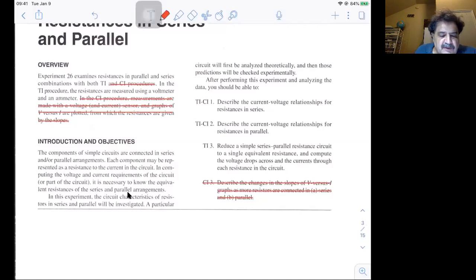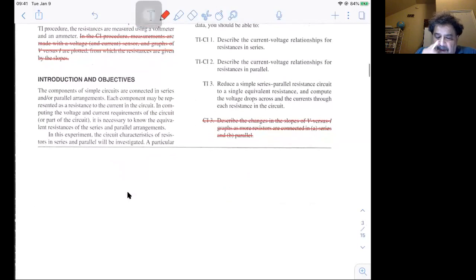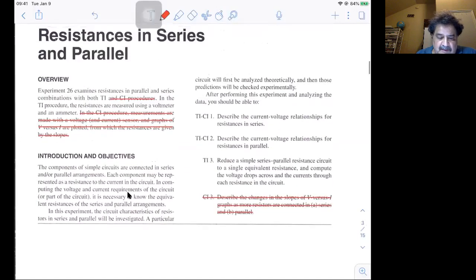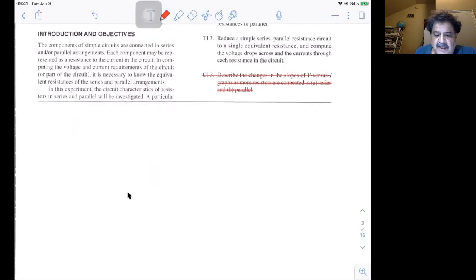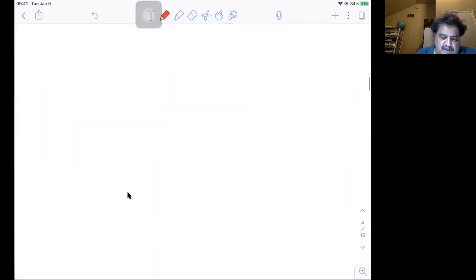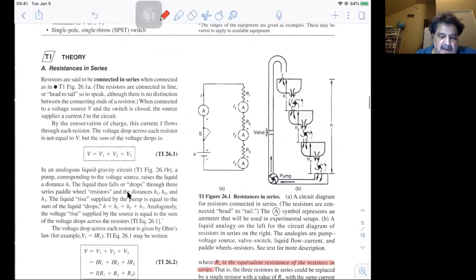Measurements are made with a voltage and current sensor, and graphs of V versus I are plotted. We're not going to do that. You'll need to do the plots yourself. And at the objectives, describe the changes in the slopes of V versus I graphs as more resistors are connected in series and parallel. We're not doing that portion of it. I'm just going to make virtual graphs.